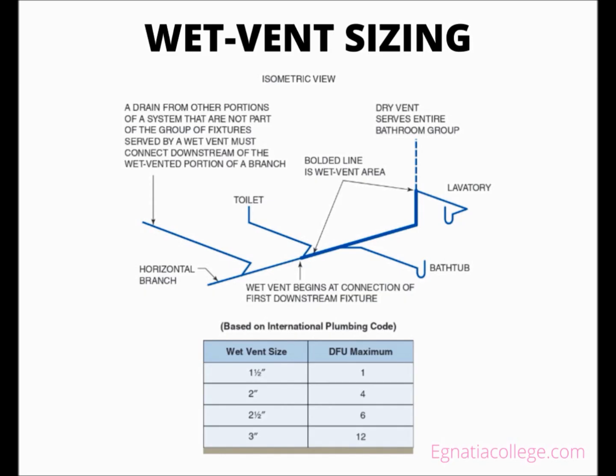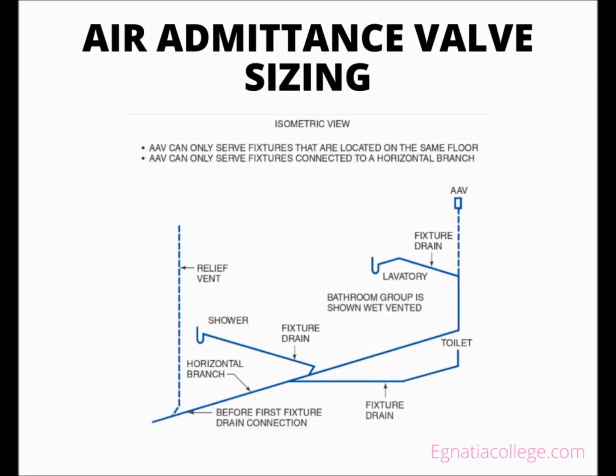That step in the process established only the dry vent portion of the bathroom group. The size of the wet vented portion is based on the DFU value of the fixture or fixtures draining into the wet vent. A chart in a code book usually lists the allowable number of DFUs that can drain into a particular size wet vent. Any fixtures or branches that are not part of the wet venting arrangement must be connected downstream of the wet vented configuration.